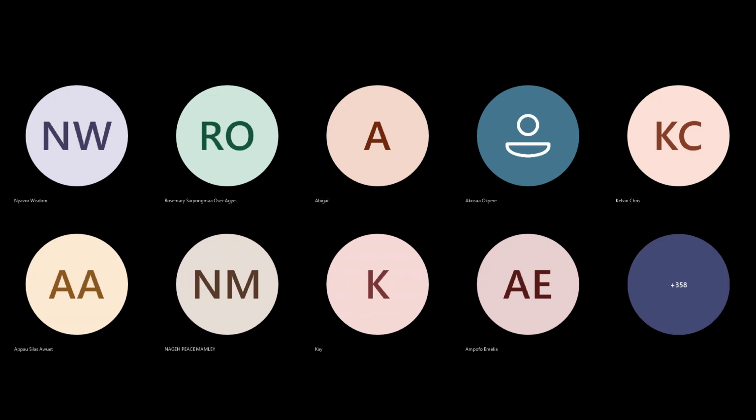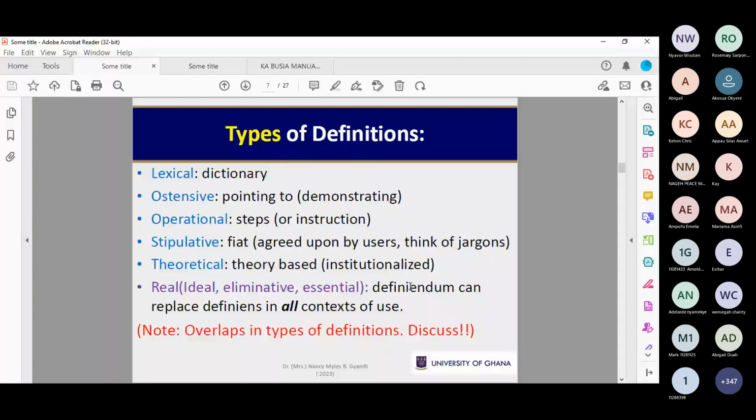Real definition is also called ideal definition. People still call it eliminative definition, and it is also called essential definition. It has those labels for different reasons.